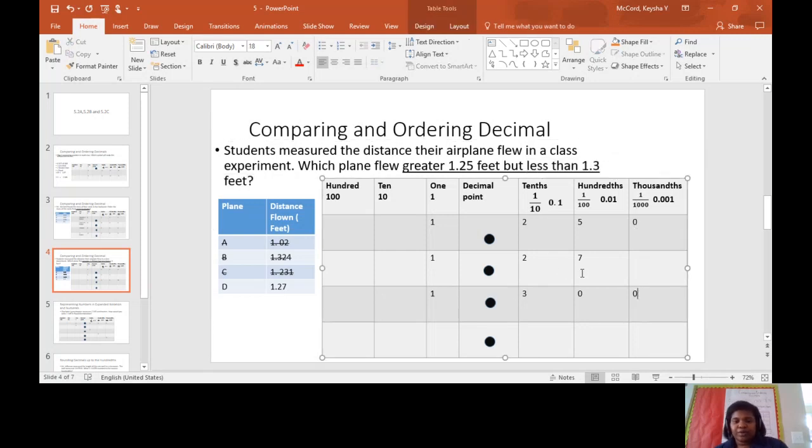Now let's see if it's less than 1 and 3/10. Well, I have 7 and 0. I made a mistake. Let me go back to the tens. I have 2 and 3. Well, I know 2 is less than 3. So plane D meets my requirements. It flew greater than 1 and 25 hundredths feet, but less than 1 and 3/10 feet. So the answer to this problem will be D. D is the answer to my problem.